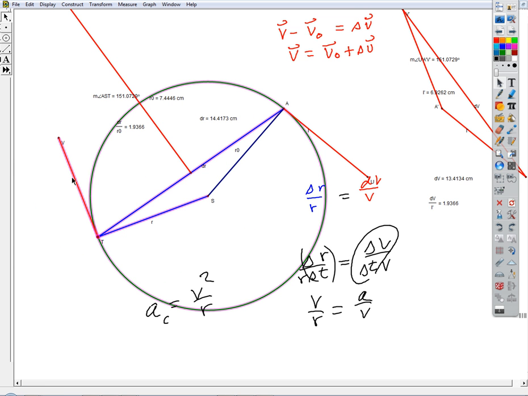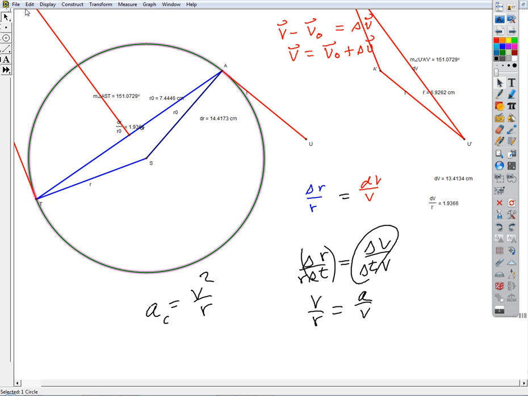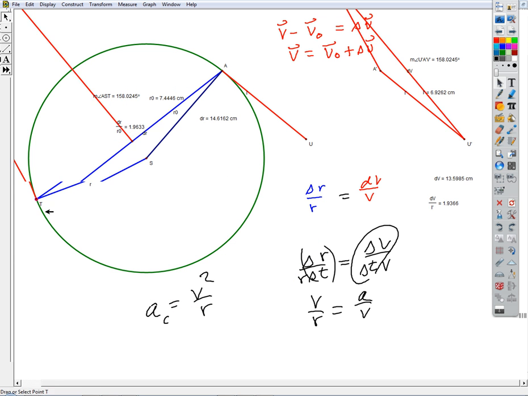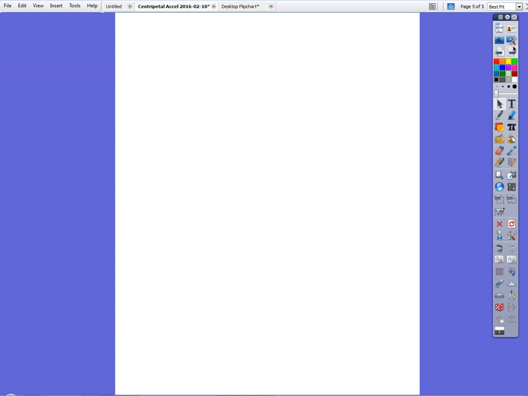Whoops. Cool. So my point then is just undo. Now I should be able to scoot them back. That's kind of cool, though, isn't it? It is. So it's a center-seeking vector, and the magnitude of the centripetal acceleration is given by this equation. Okay? So then let's try a quick example of a little problem we could do.